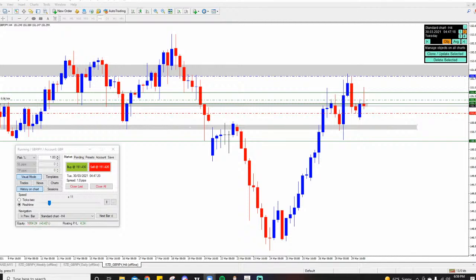So we have a couple of minutes left until an hourly candle closes here. I want to see if that hourly is still going to maintain the bullish momentum. If so, then we can manage our trade.